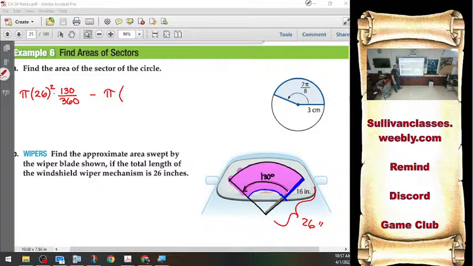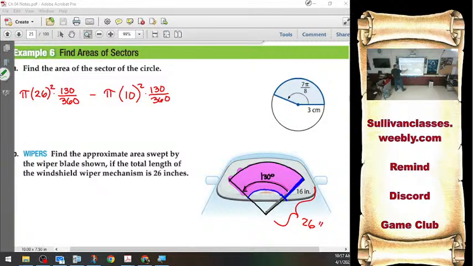What's the area I don't care about? Or what's the radius I don't care about? 10, not the 16. The 16 is the actual wiper. I don't care about the 10 below that, times 130 out of 360. So big arc minus little arc.